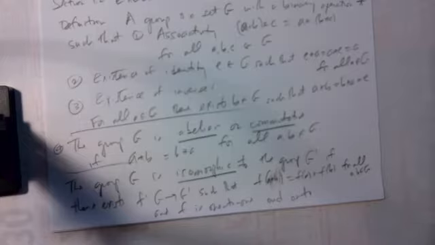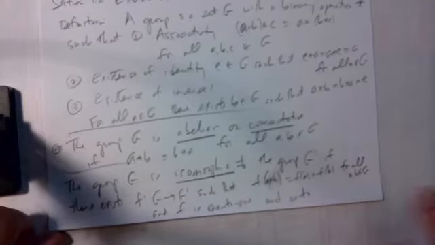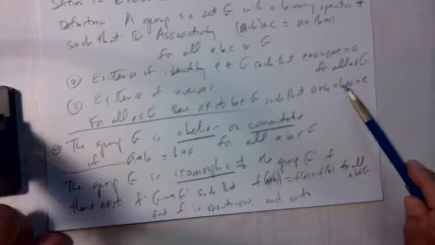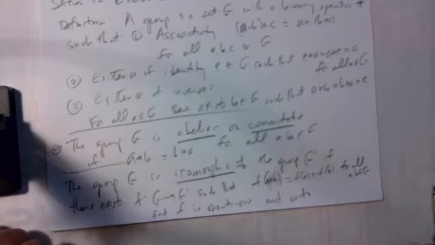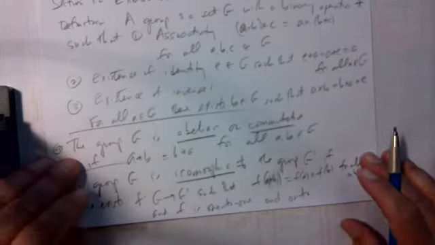Okay. So you can't solve the problem if you don't know what the words mean precisely. And these are the precise definitions of group, abelian group, and isomorphism. So you need that before you start to solve the problem. All right, so let's solve the problem.